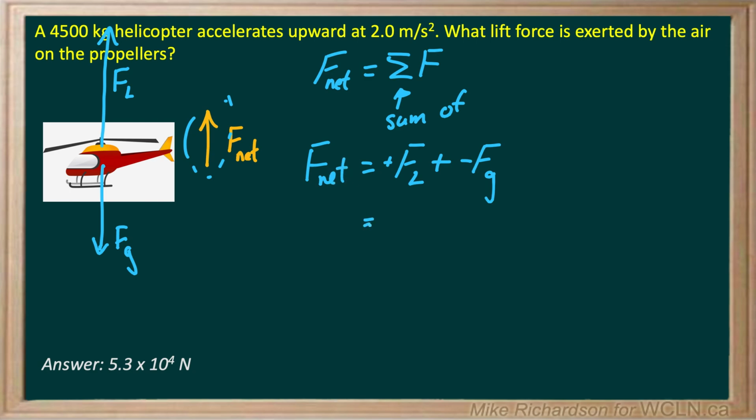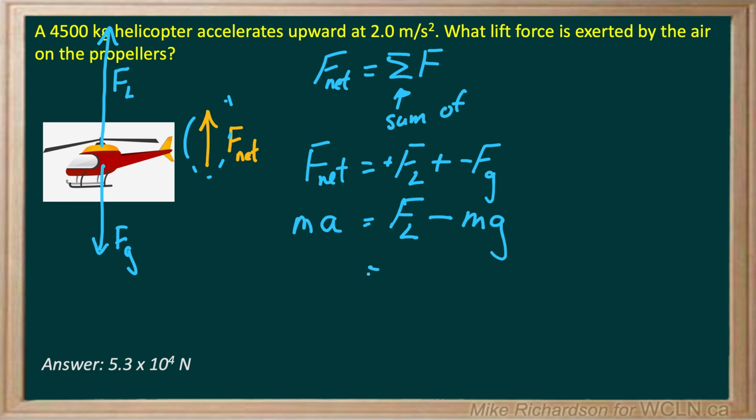Now we simply substitute. We're trying to find our lift force. Well, we know net force is ma. F net is always ma. We're trying to find F lift. And we're going to subtract off, adding a negative is the same as subtracting, force of gravity, which is just mg.